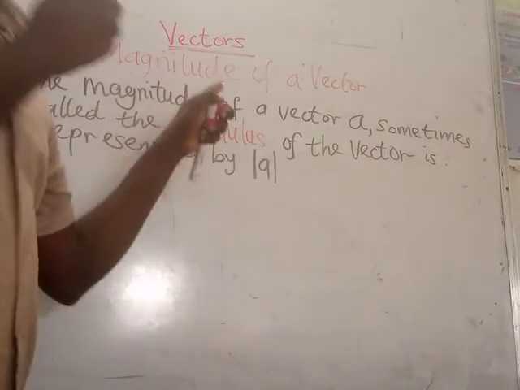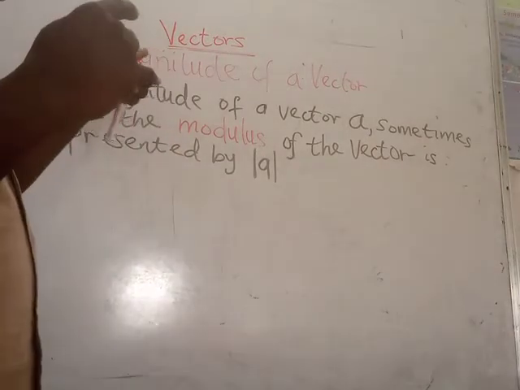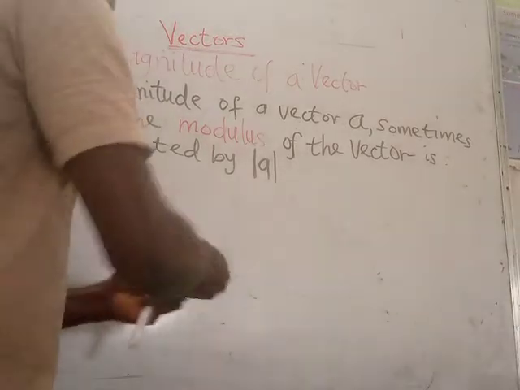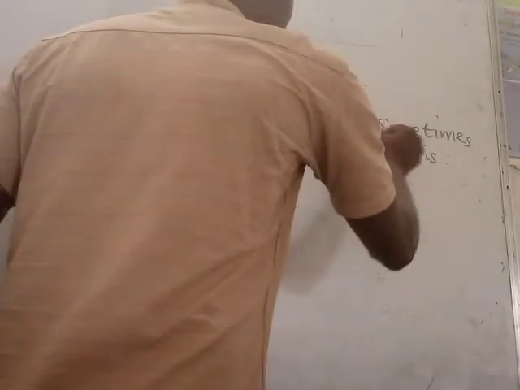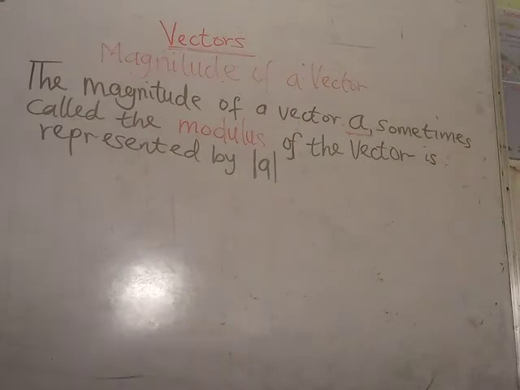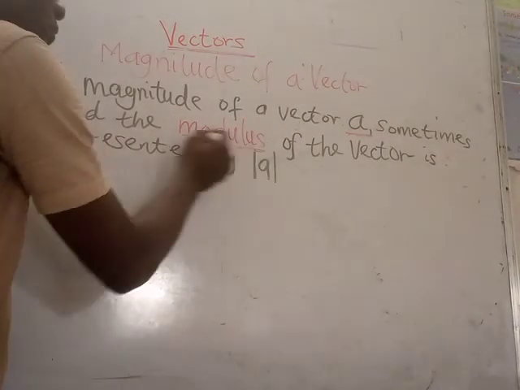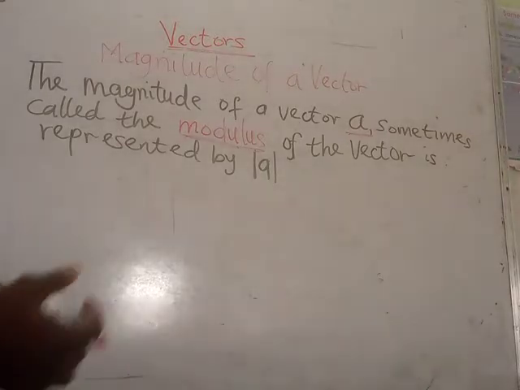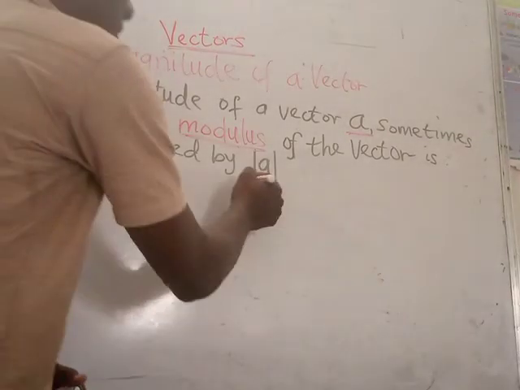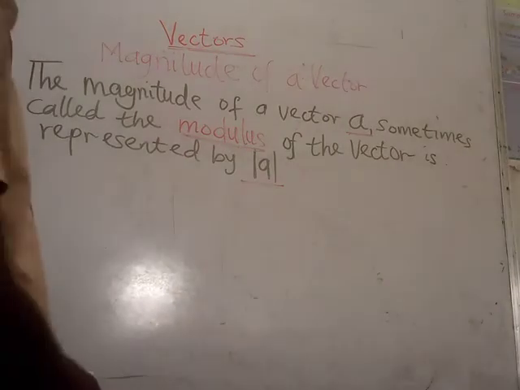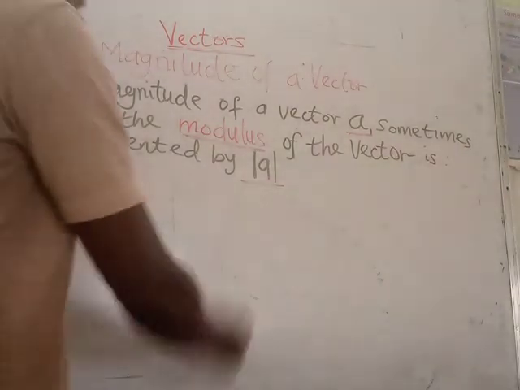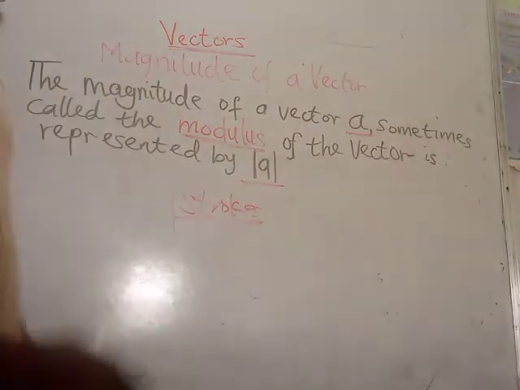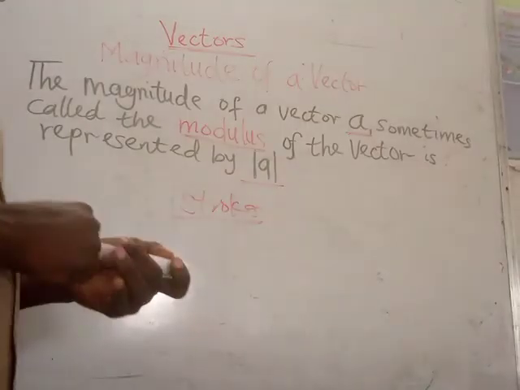The magnitude of a vector A, this is vector A, which is sometimes called the modulus, describes the size of that vector, and it is written in this form. That is, the vector A enclosed by 2 strokes. So that is the magnitude of a vector.